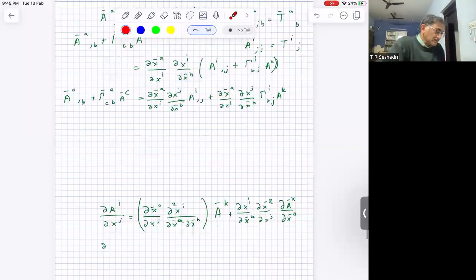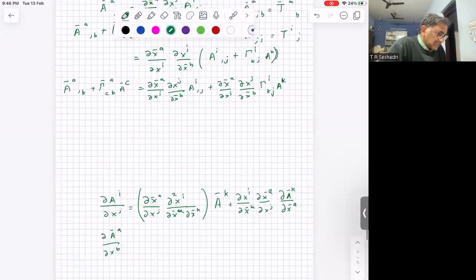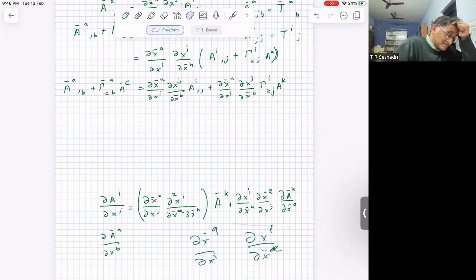So I will write this as \bar{A}^a by ∂x^b. Why not just put this on the right-hand side and compare it? Then I'm allowed to invert this partial derivative, which is a pain, because ∂x̄^a/∂x^i is not ∂x^i/∂x̄^a. I'll have to use the whole transformation then. Better to convert it.